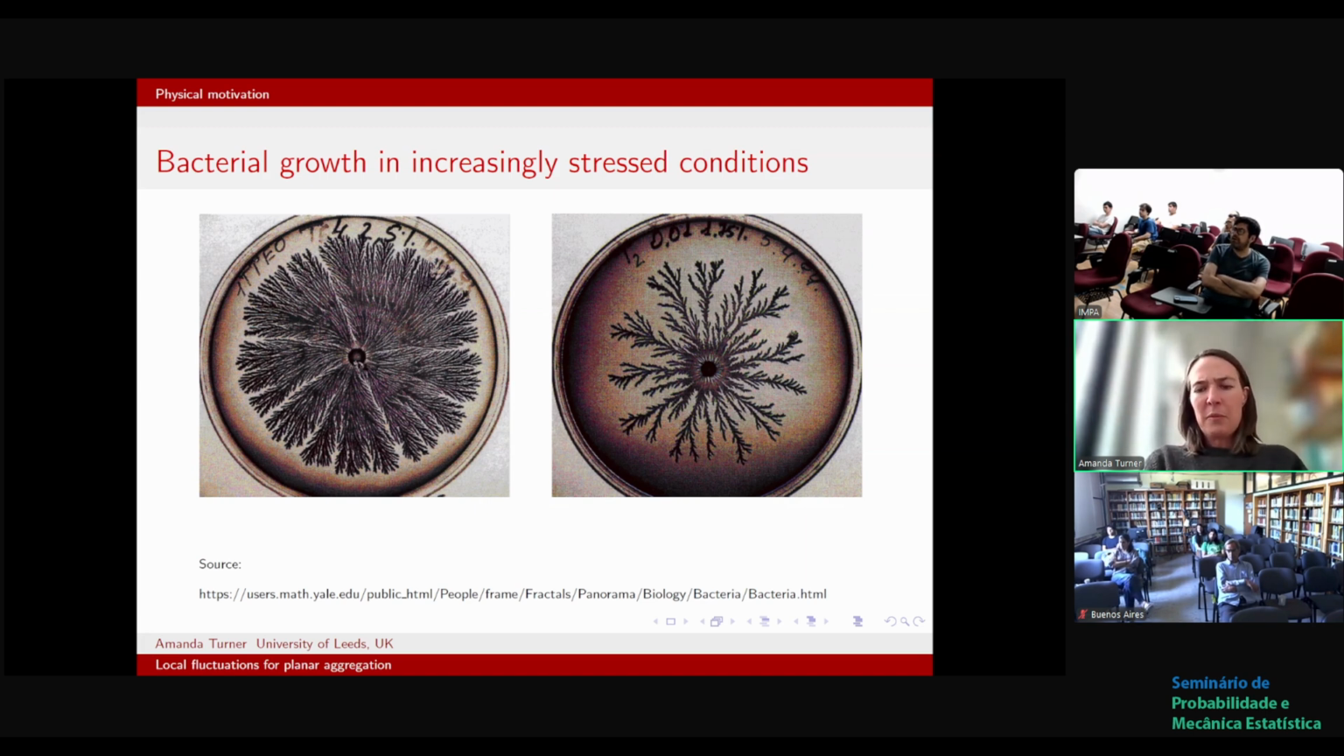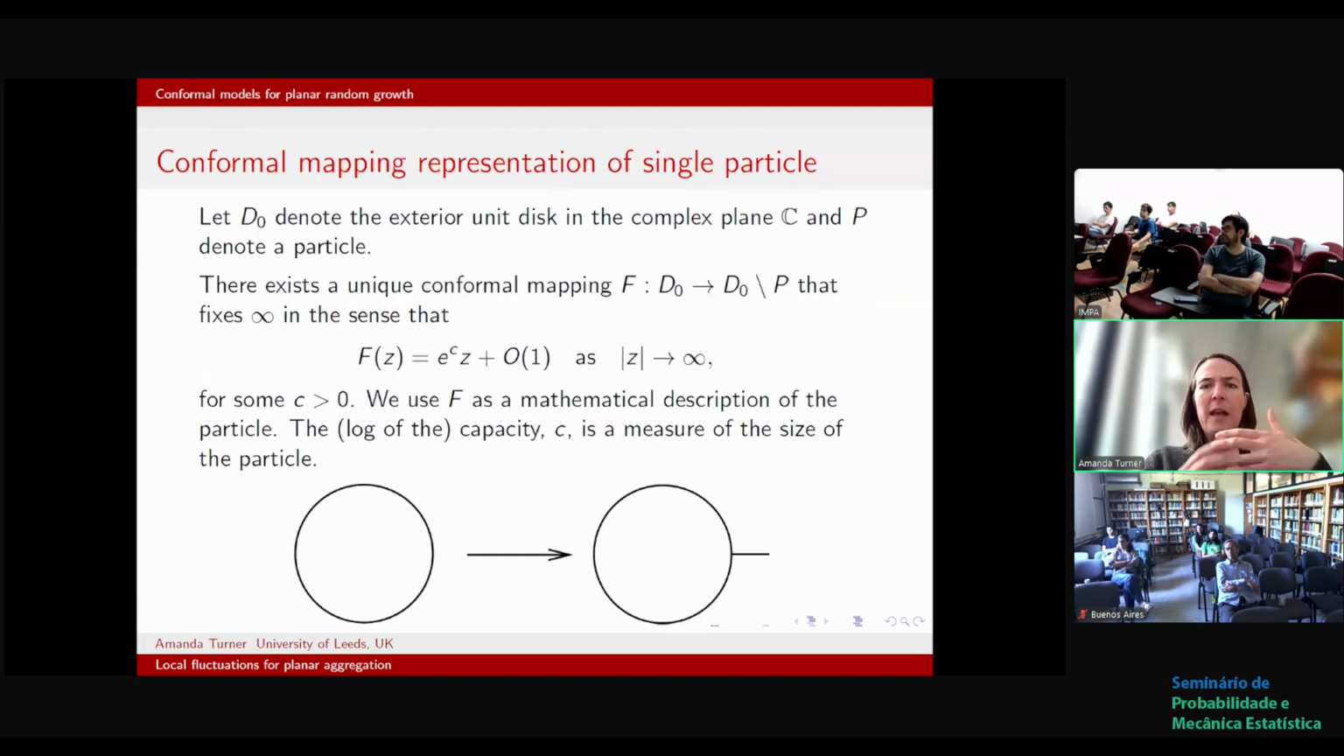So throughout this talk, I'm going to restrict to being in 2 dimensions. And the advantage of being in 2 dimensions is that we can view our clusters as compact subsets of the complex plane. And that allows us to use the Riemann mapping theorem to say that we can uniquely identify our cluster with a mapping.